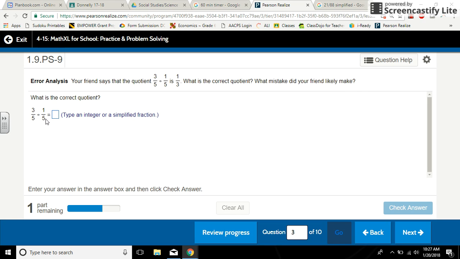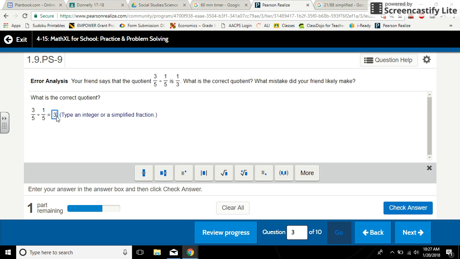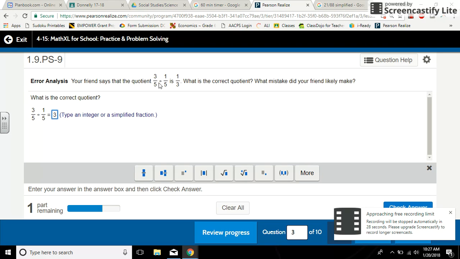So to me, these have a common denominator. You just do 3 divided by 1 and you get 3. When I'm thinking how we got 1/3, my friend probably just multiplied them and didn't do the reciprocal here. So they probably did 3/5 times 1/5, and 3 times 1 is 3, and 5 times 5 is 25, and then 3/25. No, that doesn't work. 3/25 would not be 1/3. Maybe they did the reciprocal and then 1 times 5. I'm not sure what the mistake might have been to get to 1/3.